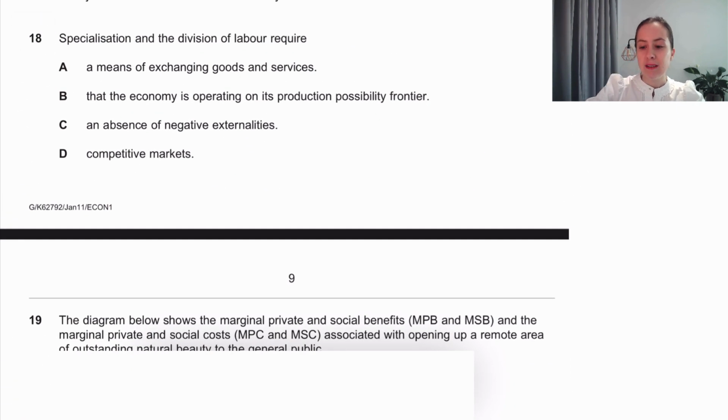Specialization requires a means of exchange. Yeah, if you have a really specialized company, so if you only make pens, you're going to have really tough luck paying your workers unless you can pay them something other than pens. So the idea is you sell your pens, you get money, you give your workers money, and that way your workers can buy food and housing, and they're happy to keep working.